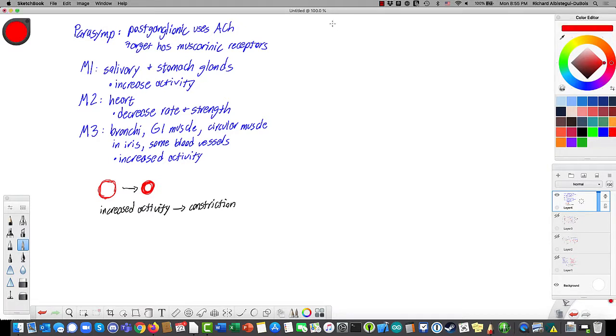Now, let's take a look at the sympathetic adrenergic receptors. In this case, the postganglionic cells use norepinephrine, which we're going to abbreviate NE, and the target will have what we call adrenergic receptors.